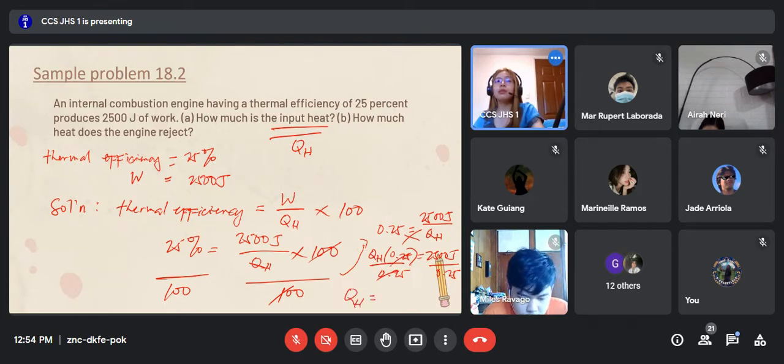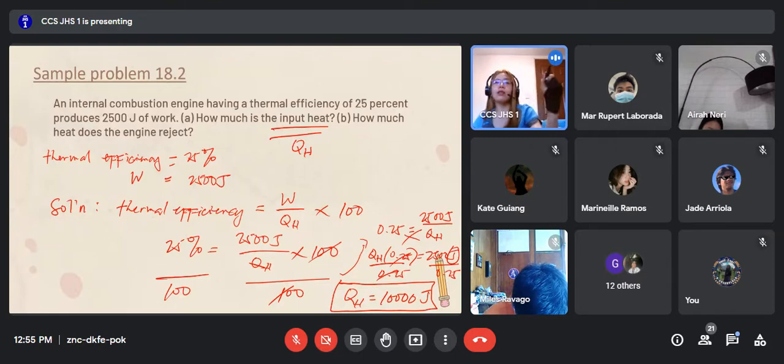What's the value? 10,000. Okay, 10,000. The watt cancels, so joules is the remaining unit. So our QH, or the input heat, is 10,000 joules, or it can be 1.00 times 10 to the power of 4. You move the decimal to the left 4 times so it becomes 1.0 times 10 to the power of 4 joules. Any question for A?